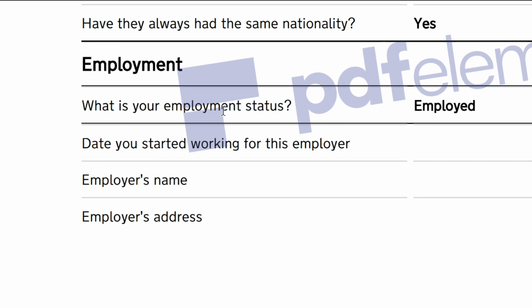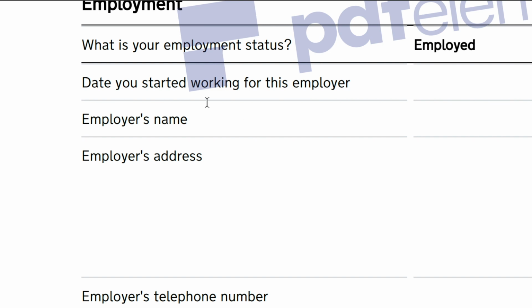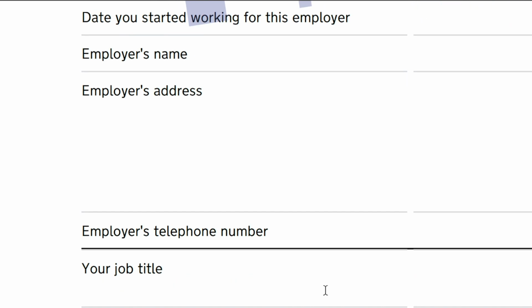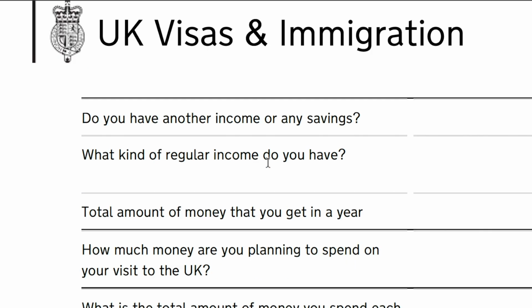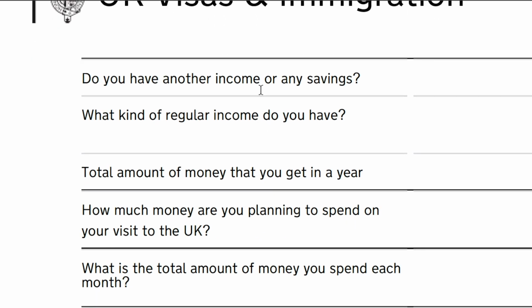Employment. What is your employment status? Are you employed? Are you self-employed? Are you partly employed? Date you started working for this employer. Employer's name, employer's address, employer's telephone number. Your job title. How much do you earn each month after tax? Describe your job.